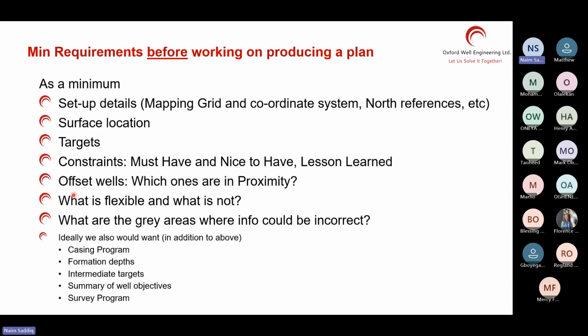Also, you want to know offset wells. Why? Because you plan your well, and next thing somebody says, hey, there is an offset well. You already hit the offset well in the planning phase. So sorry, I did not give you this offset well. You need to have offset wells so you can avoid them. You want to not hit them. So you need offset wells before you can even do planning, because you don't want to hit any one of them.